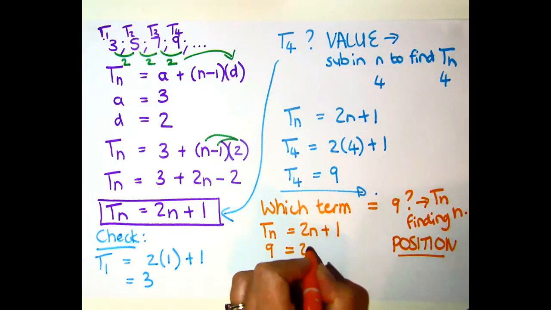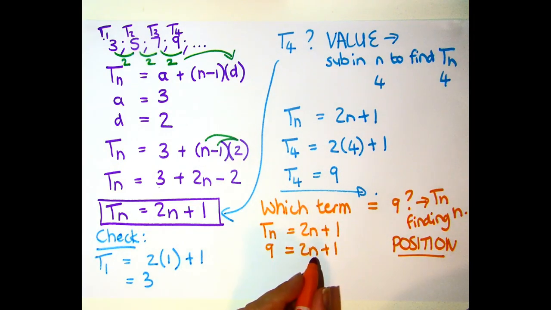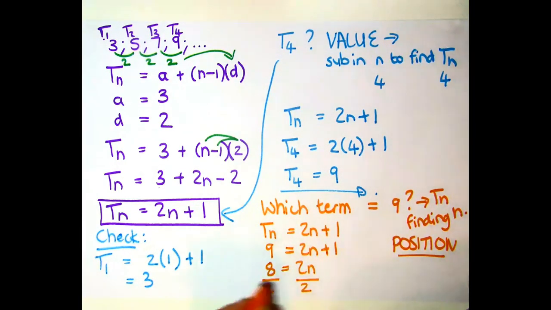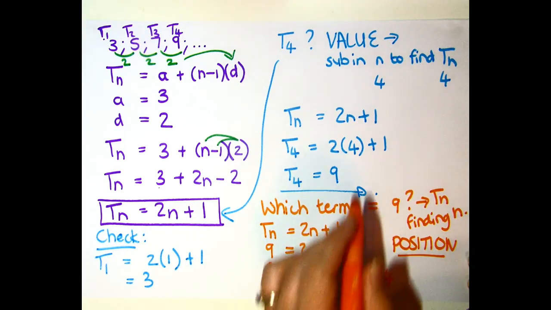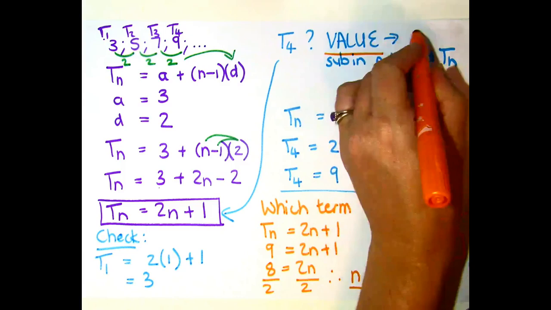Okay, so that is 2n plus 1. Now it looks like a really normal equation where I'm just going to solve for n. Okay, so I'm going to take that 1 across there, so I'm going to be left with 9 minus 1, so 8 equals 2n, and then I'm going to divide both sides by the 2, and I'm going to have n equals 4, which I knew to begin with, but now we can see how we get it when we're trying to find the position. So when we're finding the position, we're finding n, and when we're finding the value, we're finding the Tn.